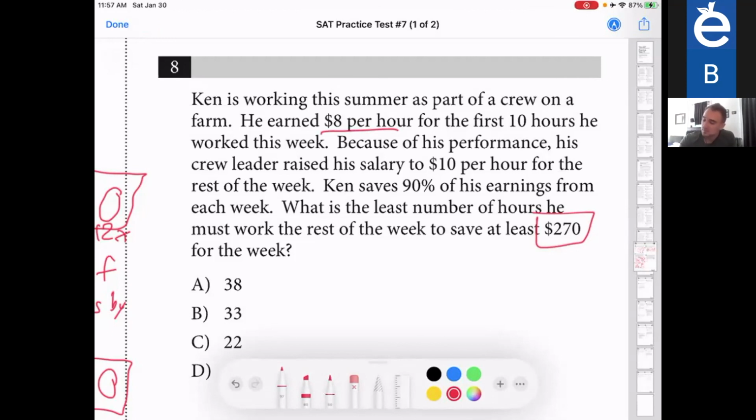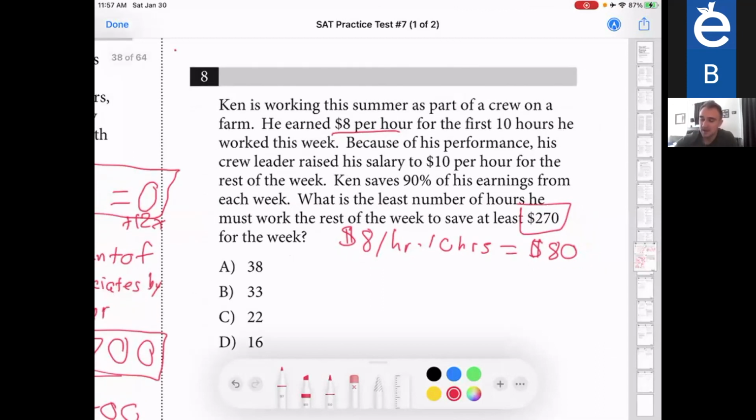So $8 per hour times 10 hours would give us $80. So he hits the max on that part of his wage, let's say. And then the rest of that money needs to come from this $10 per hour work. But we also have to take into account that he is only saving 90% of his earnings, right?